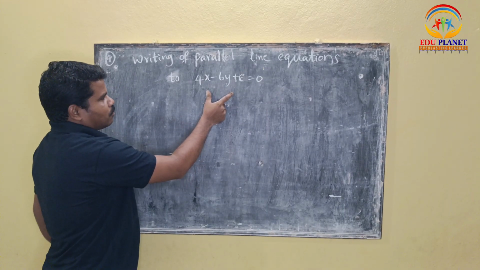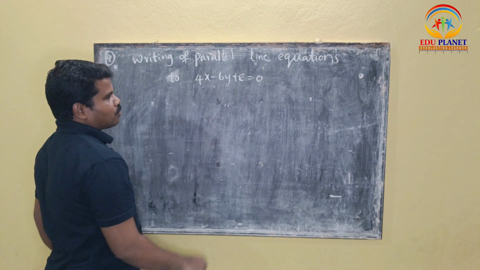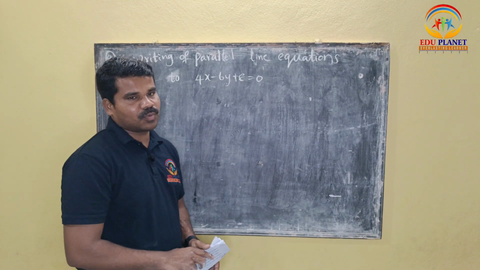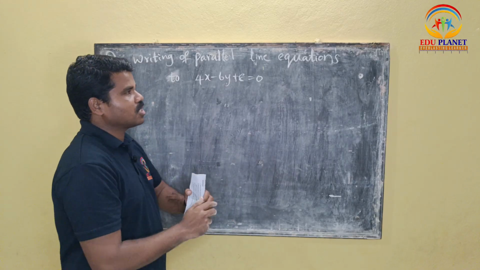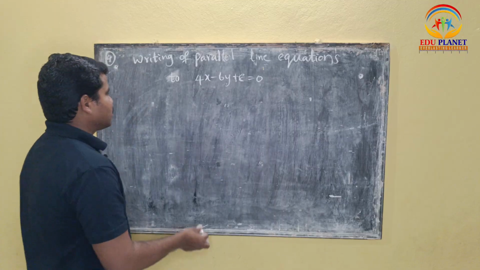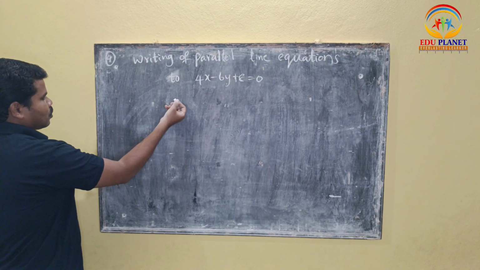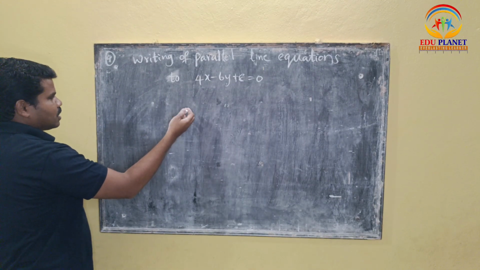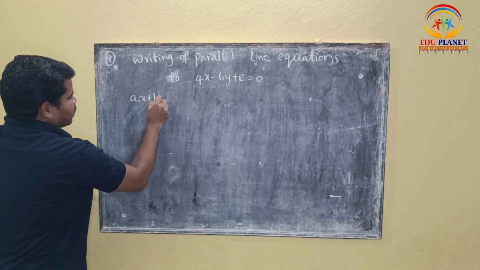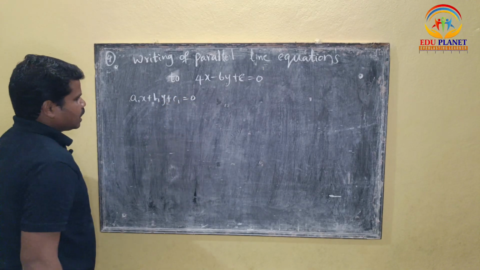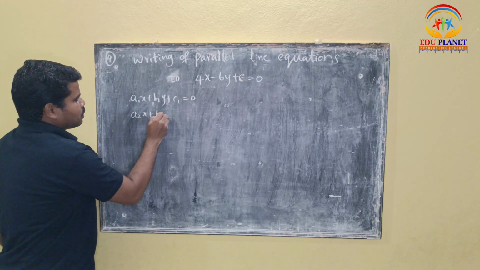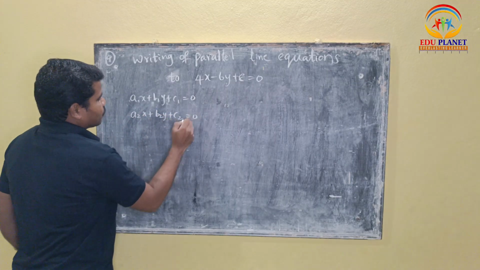For this equation 4x minus 6y plus 8 equals 0, we need to write two more linear equations in two variables such that they are graphically parallel to this equation. It is very easy. We need to form two more equations based on the concept of a1x plus b1y plus c1 equals 0, the first linear equation in two variables. The second equation is a2x plus b2y plus c2 equals 0.